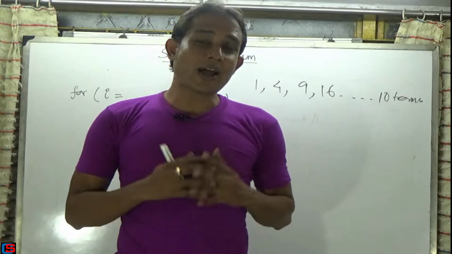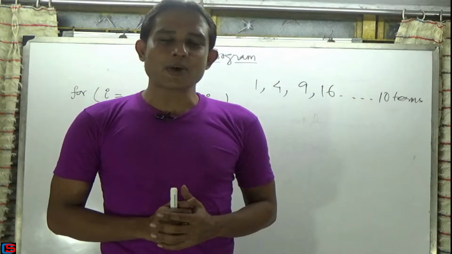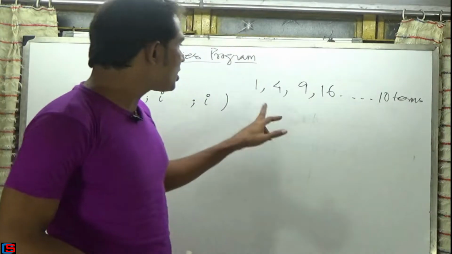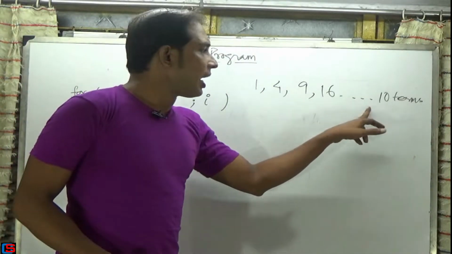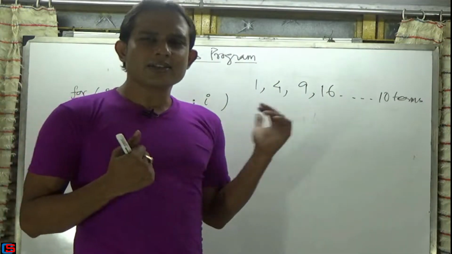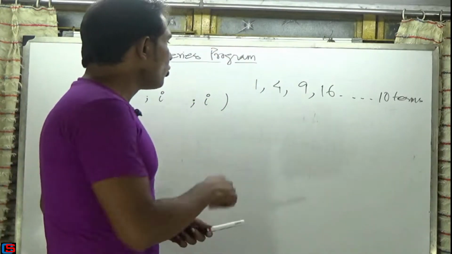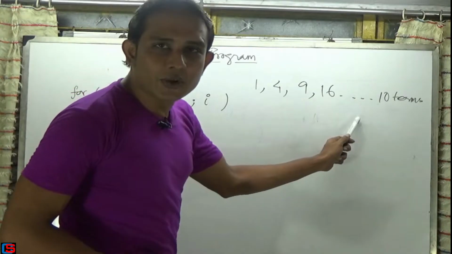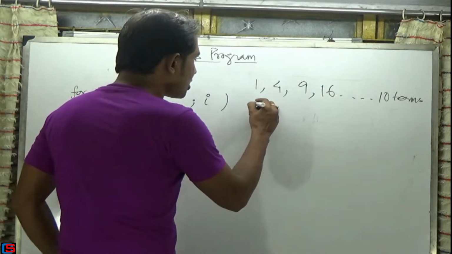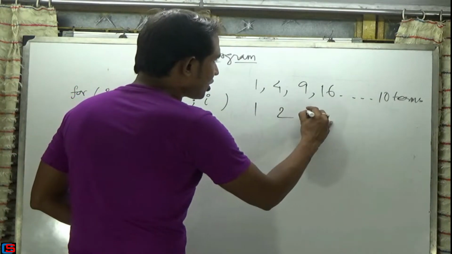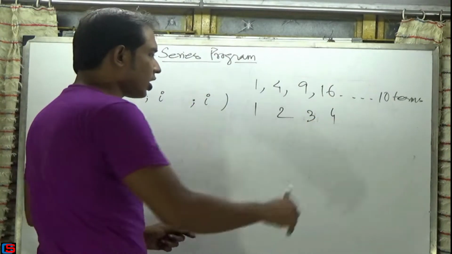Now I am trying to solve some series programs using the for loop. The first one is 1, 4, 9, 16, and so on up to 10 terms. In series programs we have to follow some tricks. The first trick is to write the position of the individual numbers: this is the first number, this is the second number, this is the third number, this is the fourth number, and so on.